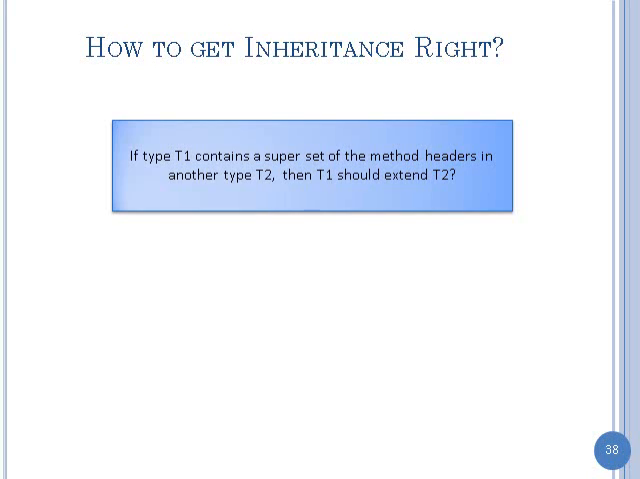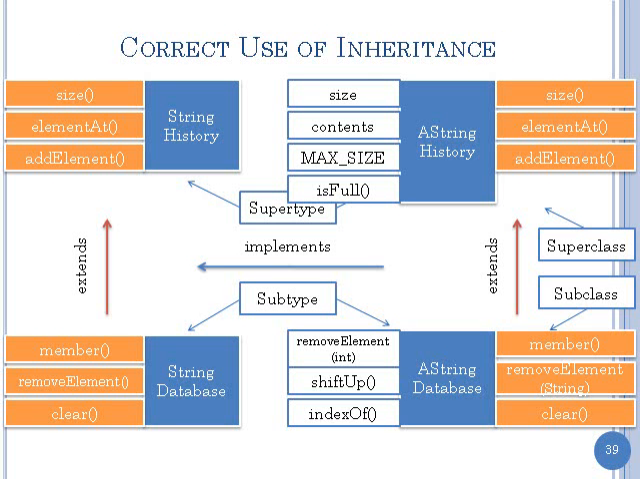Okay? So one rule could be, if T1 contains a superset of the method headers in type T2, then make T1 extend T2. Okay? So again, there's a typo here. So if some type T1 in your head, logically, has a superset of the methods of some other type T2, then physically make T1 an extension of T2. Okay, that's one rule. And by that rule, I'm following the rule here because the size method is something I want in string database, and I don't want to replicate that size method in the interface. So I go and extend string history. I want the size method implementation in a string database, so I go and extend it.